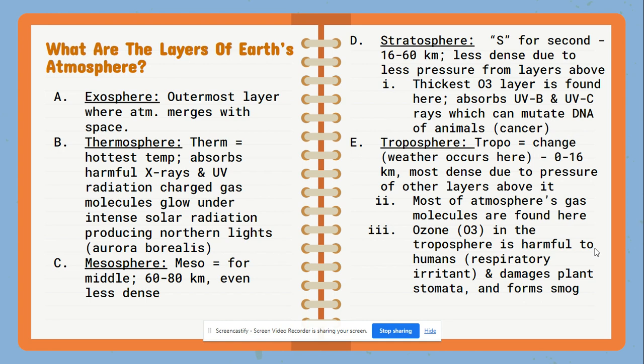However, when ozone is found in the troposphere, it is considered harmful, especially if we were to breathe it in. It is actually a respiratory irritant and has the potential to damage plant stomata and form what's known as photochemical smog. We will talk more about ground level or tropospheric ozone when we discuss it in Unit 7, but for right now, what I'd like us to know is ozone found in the stratosphere is good ozone, while ozone found in the troposphere is bad ozone.